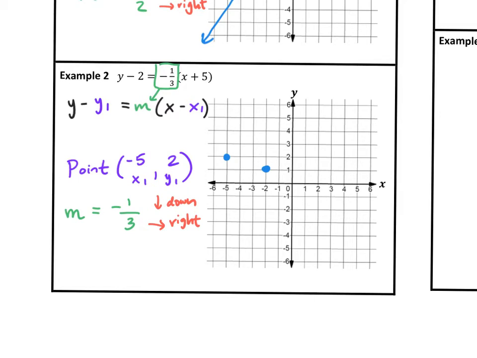If I want to draw a third point, I'm going to go down 1, and then go to the right 1, 2, 3. So that's my third point here. And I can do that again. And then I'll take out my ruler and connect these points.